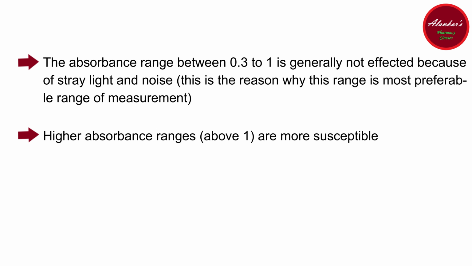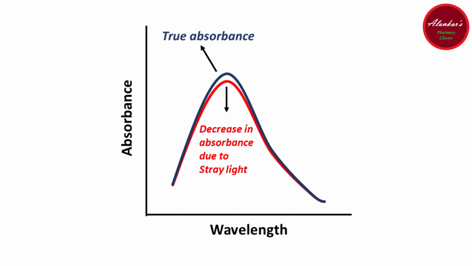The absorbance range between 0.3 to 1 is generally not affected by stray light and noise. This may be one of the reasons that this range is the most preferable range of measurement for most analytical purposes. Higher absorbance ranges above 1 are more susceptible to stray light. As you can see in this UV graph, the absorbance value of any analyte may decrease because of the presence of stray light. For better understanding of the concept, let us take an example.